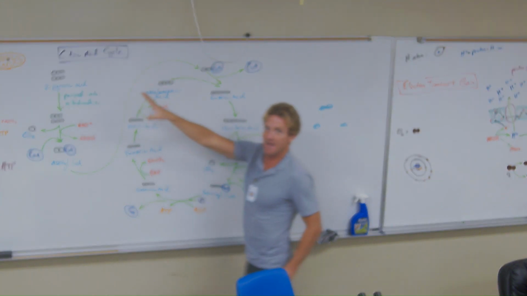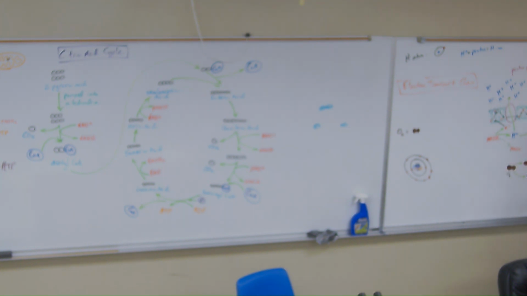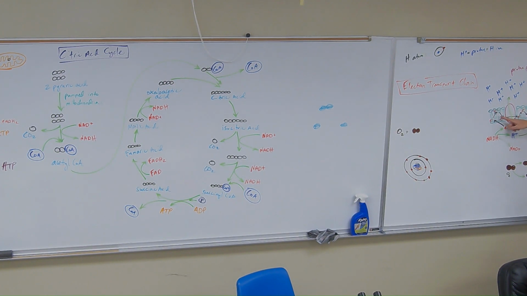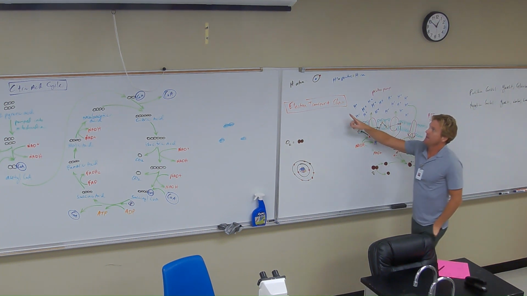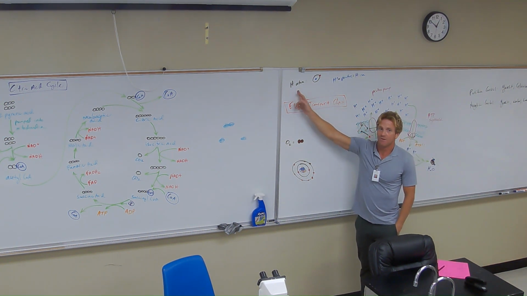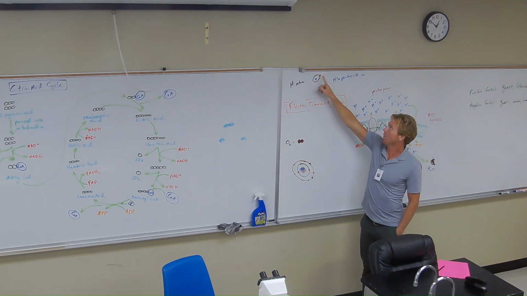Okay, so we're going to step over here and see what's going on. First, I want you to notice we have a cell membrane. This is that inner cell membrane of the mitochondria. Another thing I want you to remember is that we're going to be talking about hydrogen atoms here. Remember, a hydrogen atom is a very simple atom. It consists of one proton and one electron.